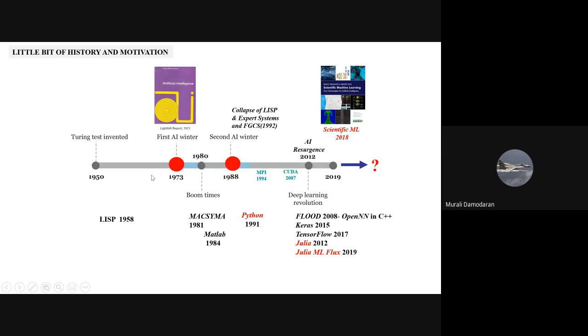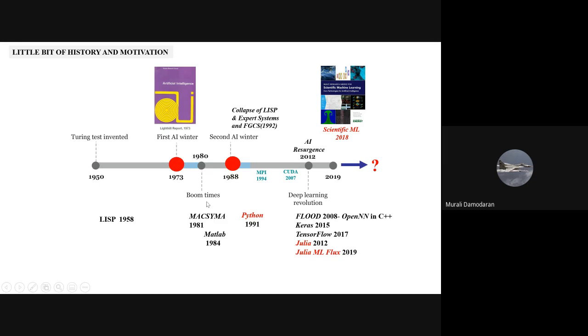During this period, 1950 to 1973, most of the AI-related work was based on the Lisp programming language, which came into the scene in 1958. A few years around there, I think 1954, Fortran came into being, and that was heavily motivating all the finite element, finite difference, and finite volume coding.